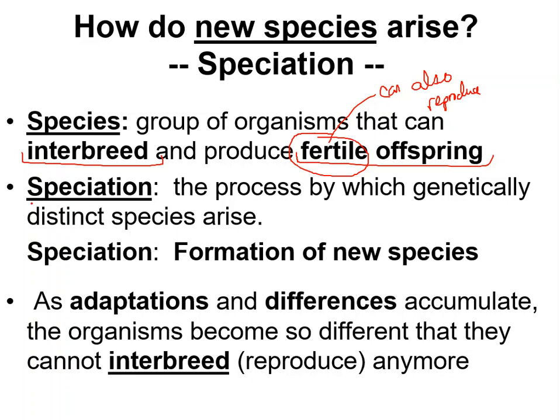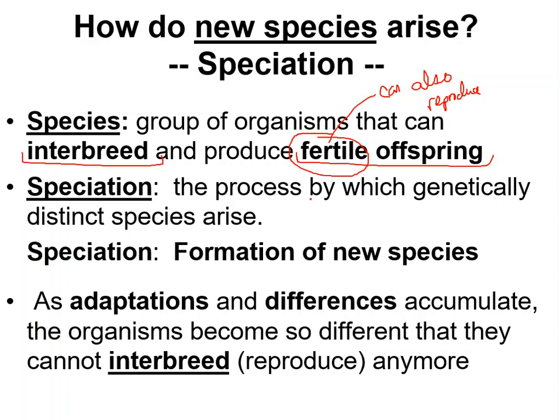Another example of this is a lion and a tiger can interbreed to make a liger, but the liger is sterile, it's infertile. So therefore, the tiger and the lion are different species. So that's the definition of a species.